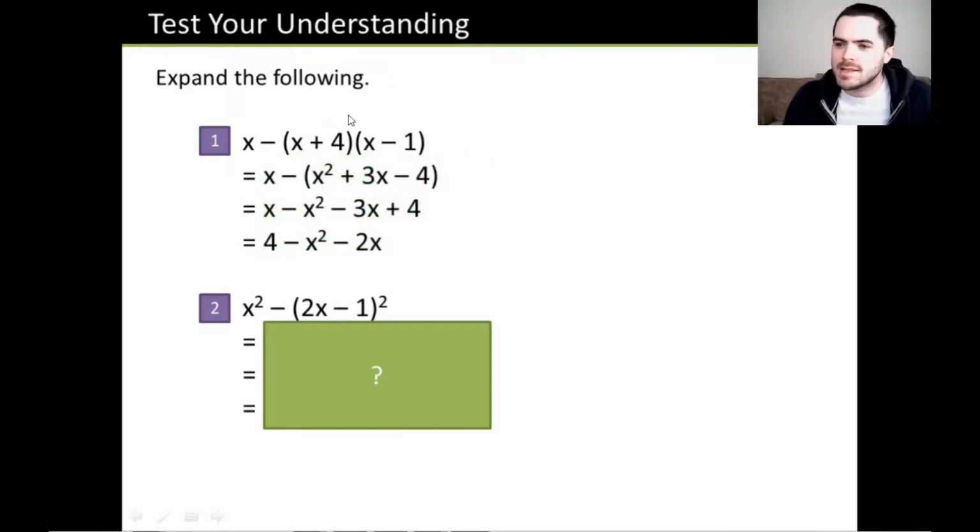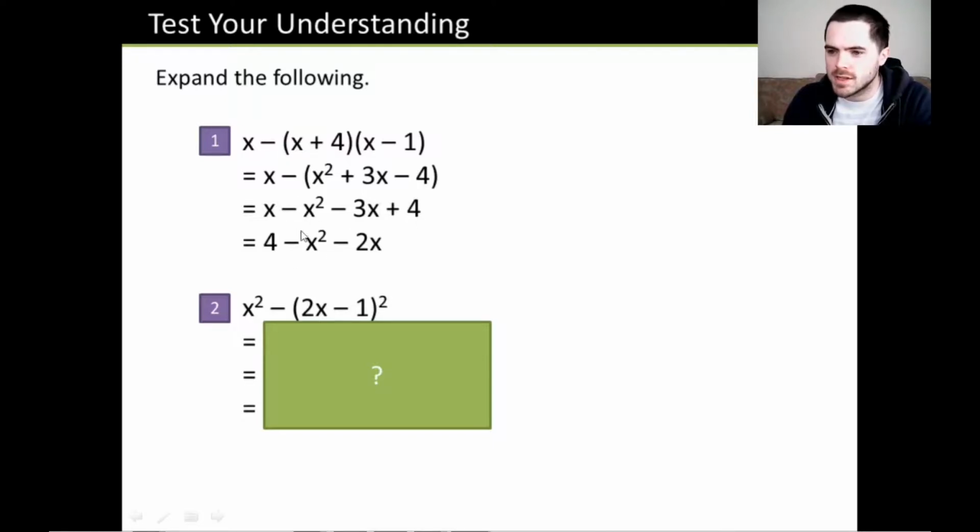If we expand the brackets, as you're now learning and getting comfortable with, x squared plus 3x minus 4, we will then take everything away. So this positive x squared becomes a negative, this 3x becomes a negative 3x, and this minus 4 becomes a plus 4. x take away x squared minus 3x plus 4. What can we do with that?